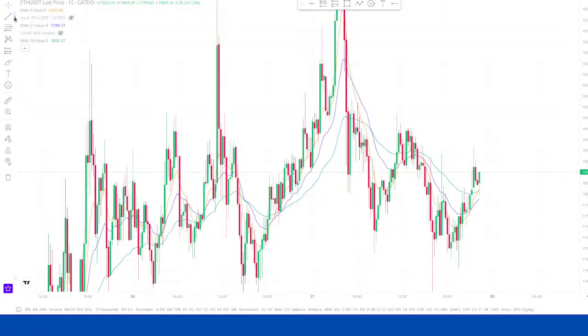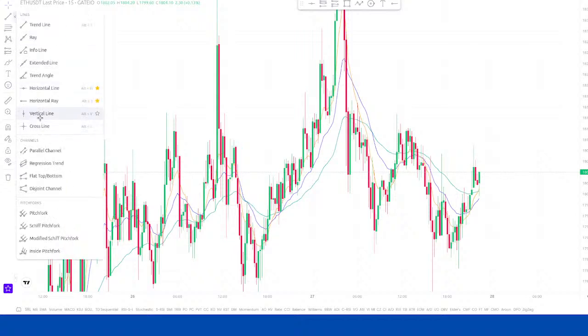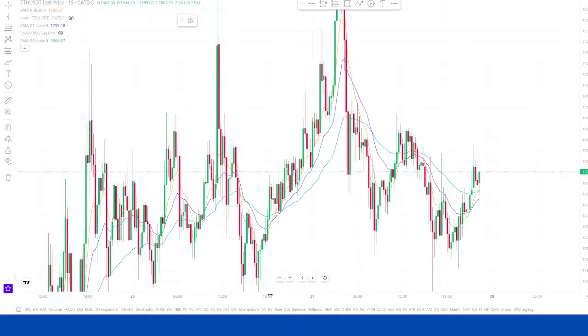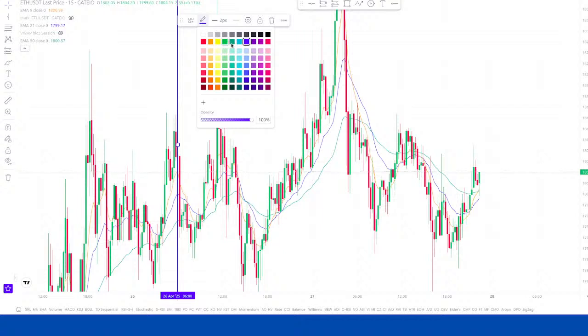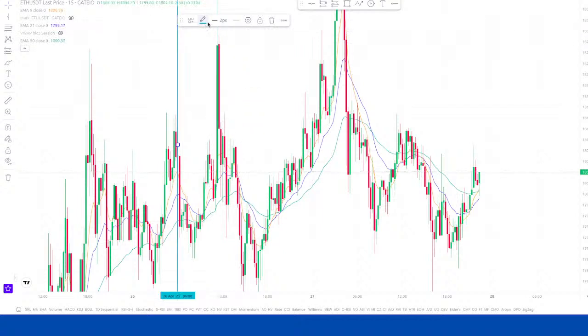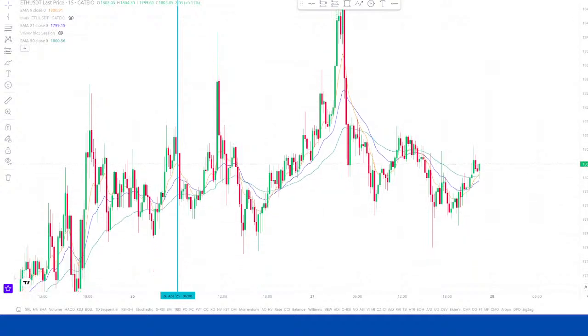In this case, I just wanted a vertical line to highlight the time. It normally happens from 1 p.m. UTC. That is the time. I can change the color, let me give it this color. I can increase the pixel as well, let me say 3. Then we say it happens from 1 p.m. UTC to 4 p.m. UTC.